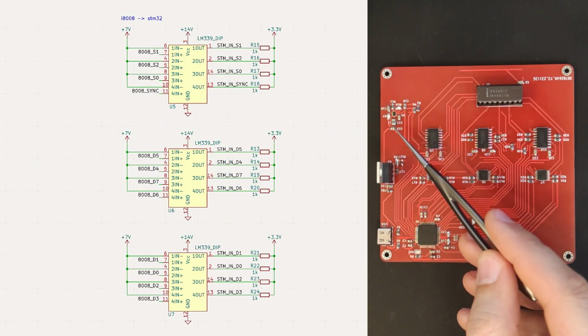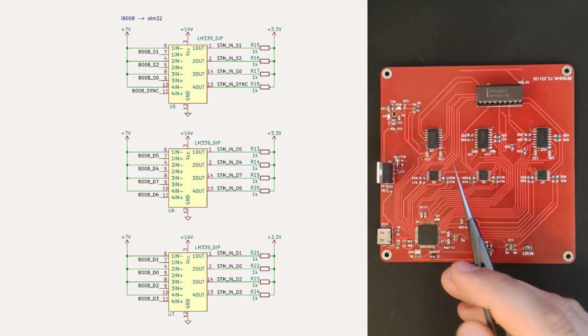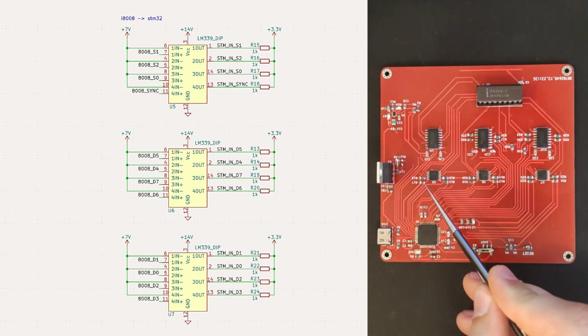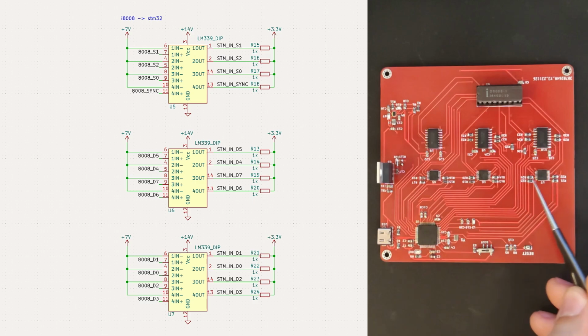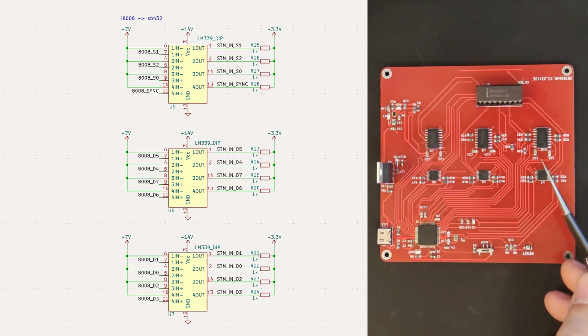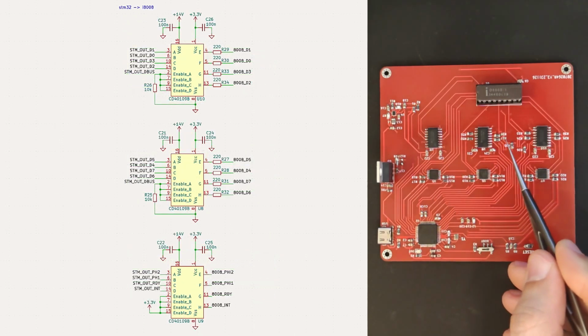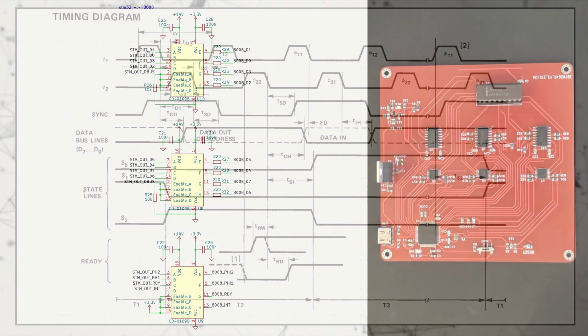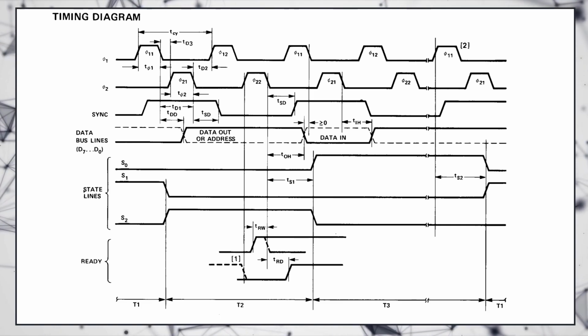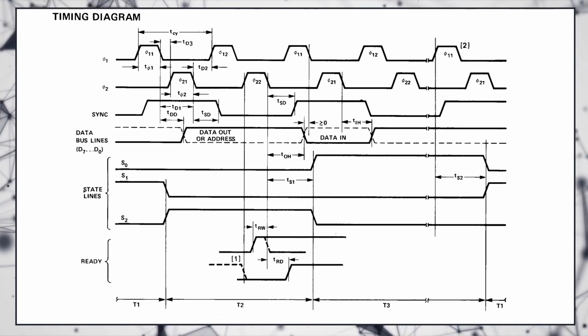Because the MCU and 8008 work on different voltages, we need level shifters in both directions. Signals from 8008 to STM32 are converted with LM339 comparators, and for the opposite direction proper level shifting ICs are used. Hardware design was straightforward, and we just need to provide proper signals to 8008.